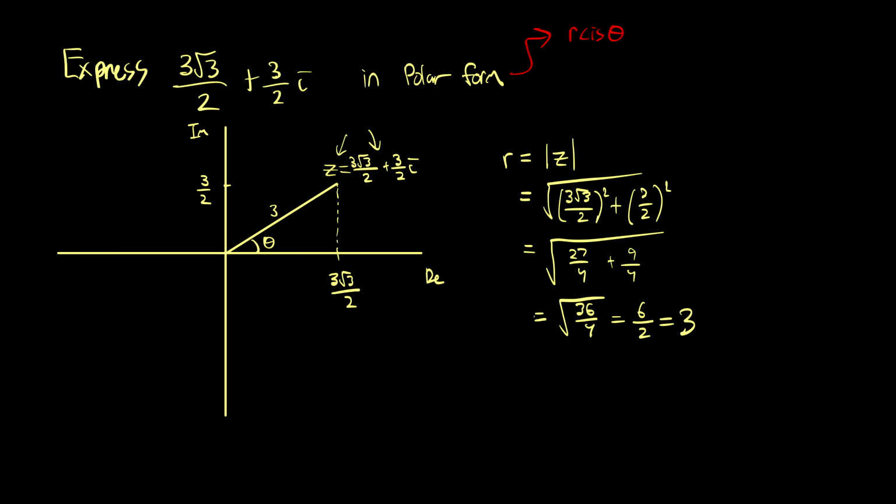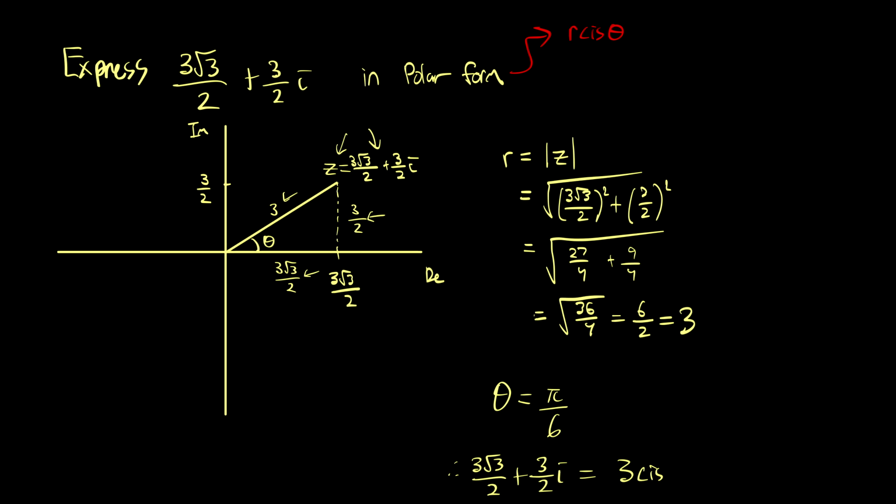And now I'm going to recognize that this is actually a special triangle. And as you can see, this is 3 over 2, and this is 3 over 2 times square root 3, and this is really just 3 over 2 times 2. So I know that theta has to be equal to pi by 6. So, therefore, 3 square root 3 over 2 plus 3 over 2i can be expressed in polar form as 3 cis pi over 6. Very, very simple.